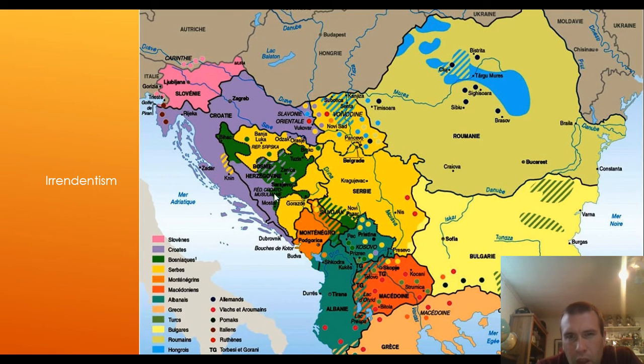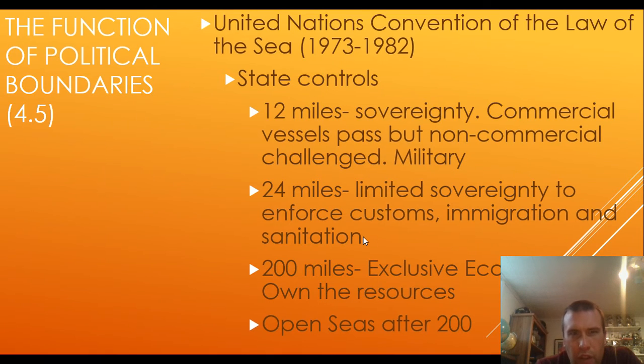Let's look here. Okay, so this is Yugoslavia, which had wars throughout the 90s. You look here and you can see here, irredentism. I mean, it's just irredentism all over the place, or right here with Kosovo. We already talked about that one.